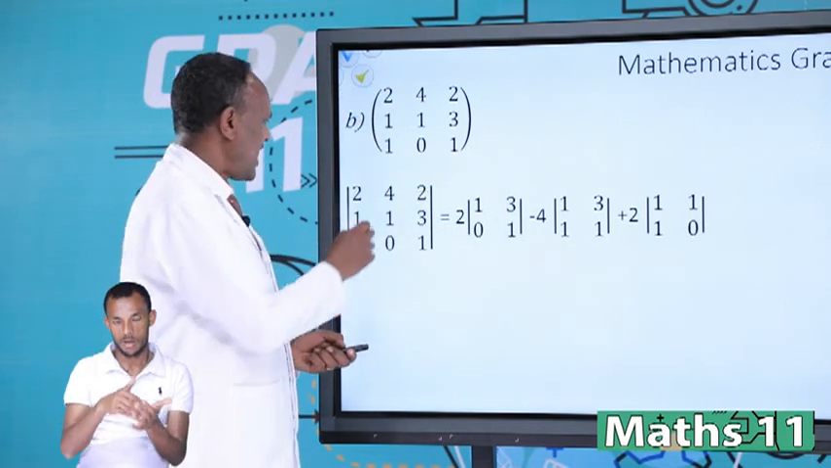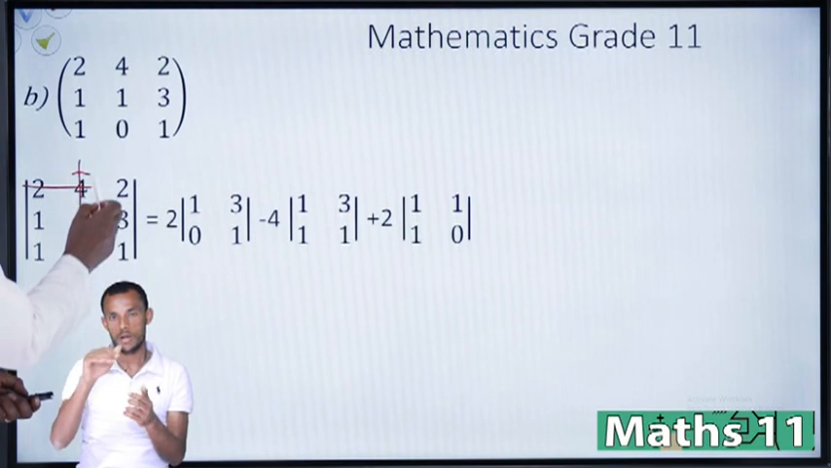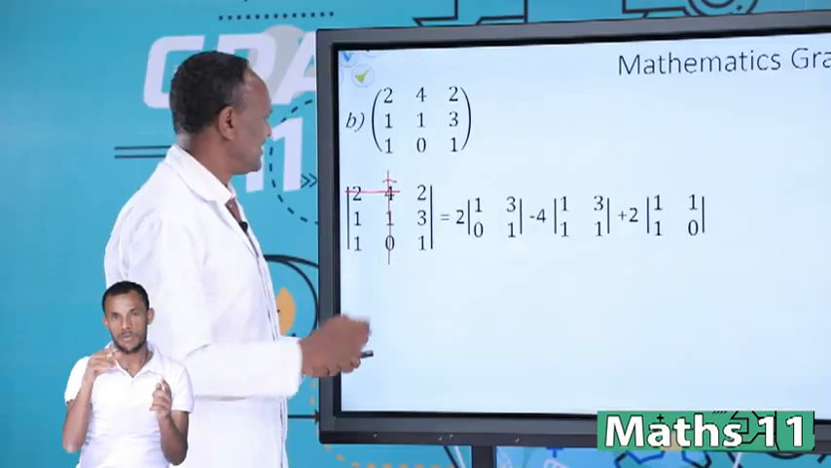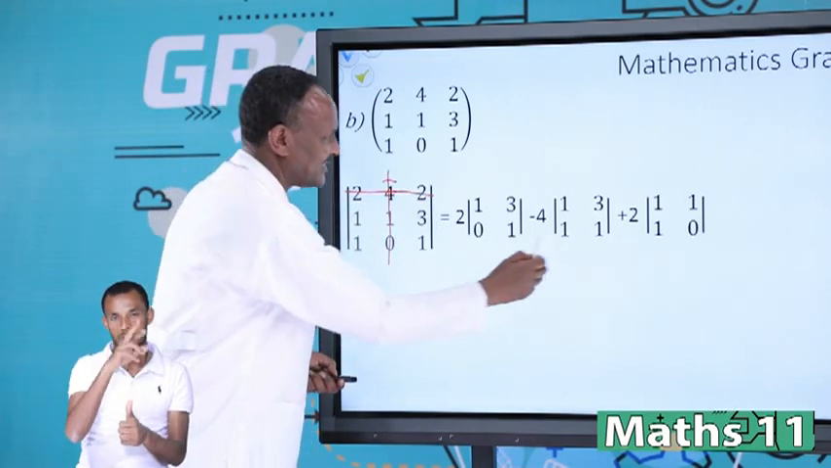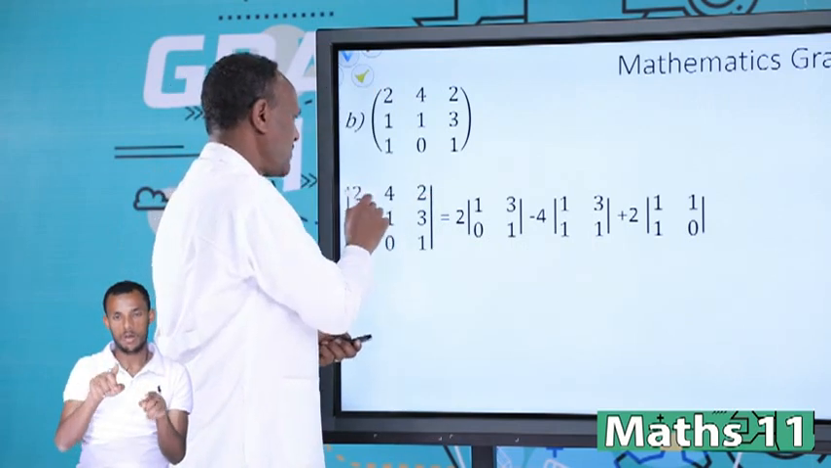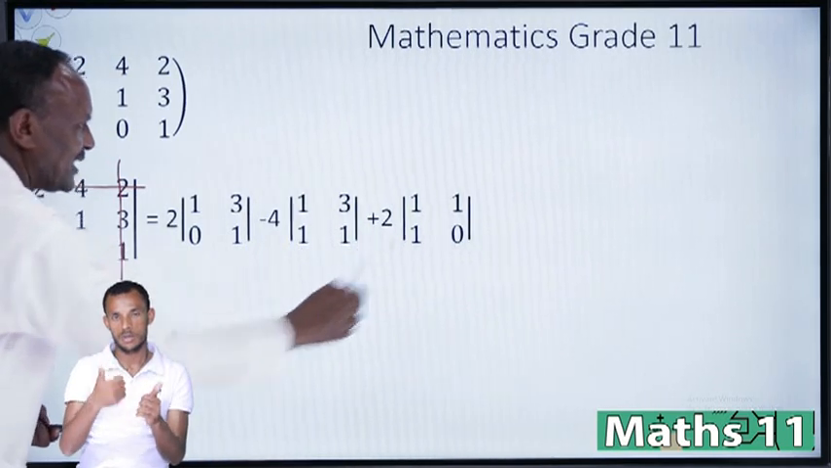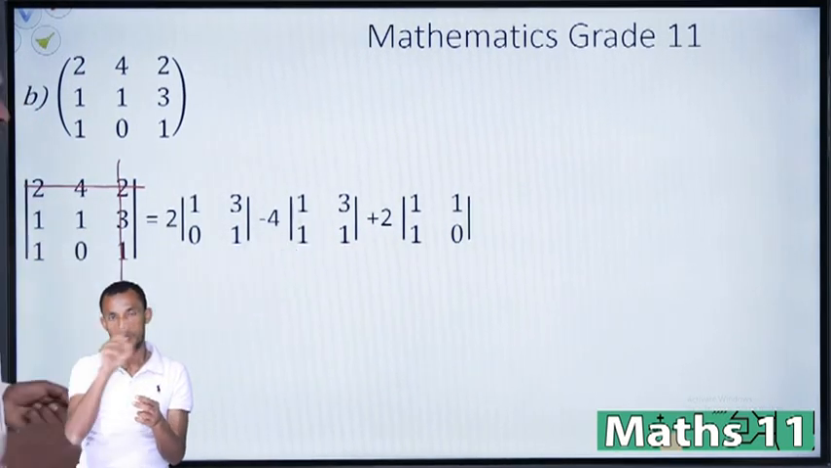Again, when the first row and second column are cancelled, at their intersection you have 4, with a minus sign, because the signs go positive, negative, positive. When this is cancelled out, 1, 3 is the first row, 1, 1 the second row. Plus, when the first row and third column are cancelled, at their intersection you have 2, multiplied by the minor matrix 1, 1, 1, 0.